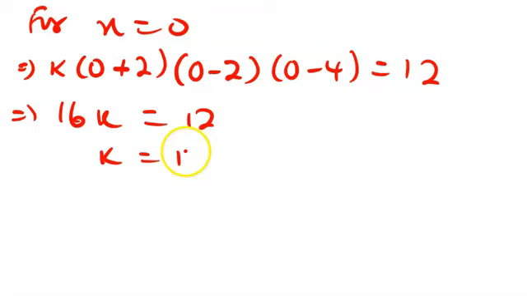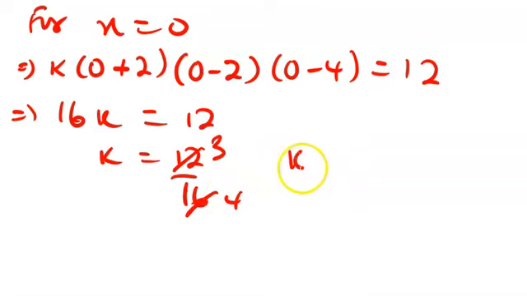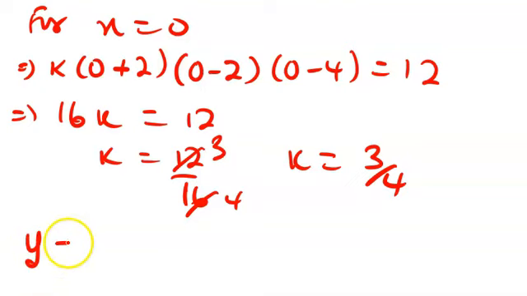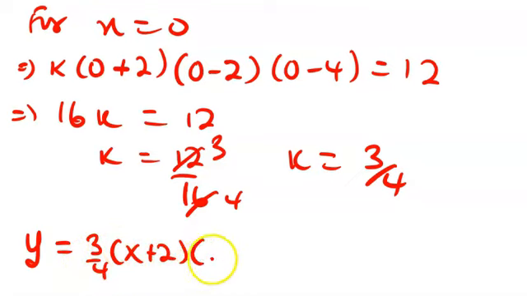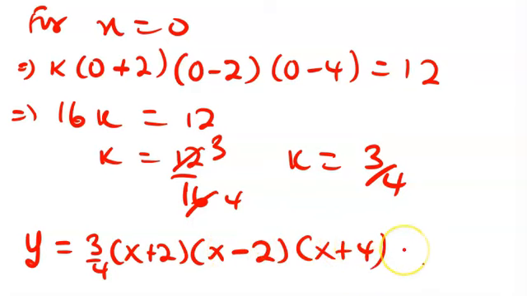So k will be 12 over 16. We'll go here 3, we'll go here 4. So our k is 3 over 4. So therefore, the cubic function will be y equal to 3/4 (x + 2)(x - 2)(x - 4).